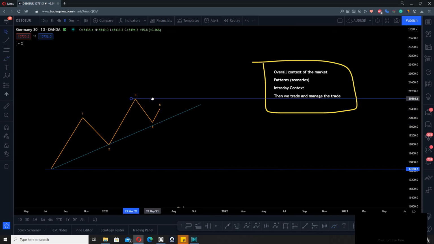Let's move this up here. So we have a bias, we're bullish, then we take a look at what is actually happening inside. What is the pattern doing?